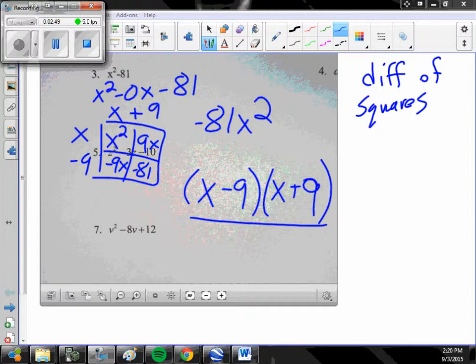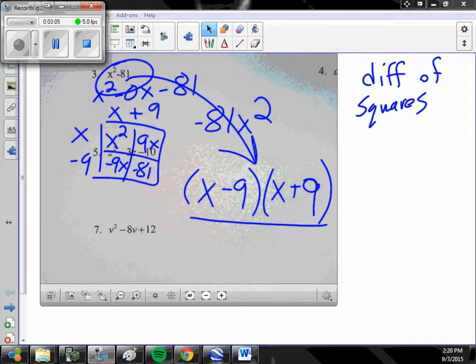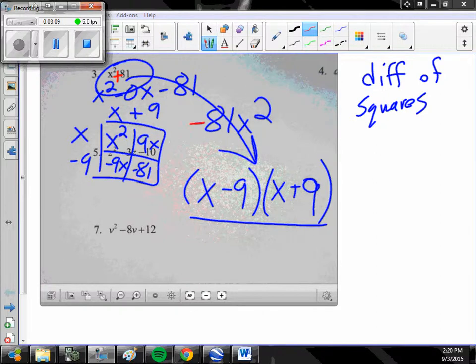Okay. So anytime you have a difference of squares, we can skip straight from this step to that step without doing the box. But you need to remember, a sum of squares does not work. If I went through and changed this to plus 81, that would change this to a plus 81. Can I multiply and get a positive 81 and add to be 0? No, why not?